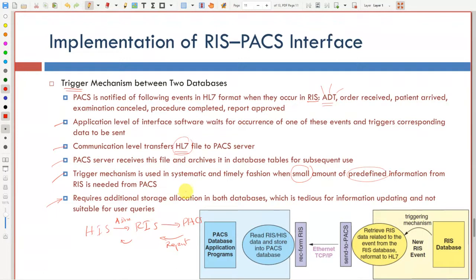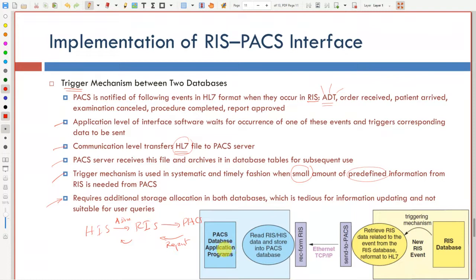You can't do that, okay? So basically, you have to have another database. You can say, for example, PACS database application programs. Basically, you have a certain storage or a certain database that is dedicated to storing the data that you receive from the RIS, for example, okay? And basically, you use such information.